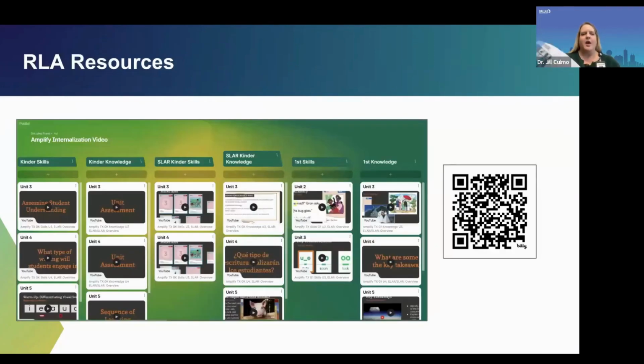Many of you have commented on how helpful the Amplify internalization videos have been to you. So don't forget that we have videos to help guide you through unpacking each unit. These videos are available in one place on a Padlet. The QR code on this screen will take you to that Padlet. Take a moment to either take a photo of this slide or use the QR code to go to the Padlet, and then bookmark the Padlet if you haven't done so already. I will pause momentarily to give you a few seconds to do so.